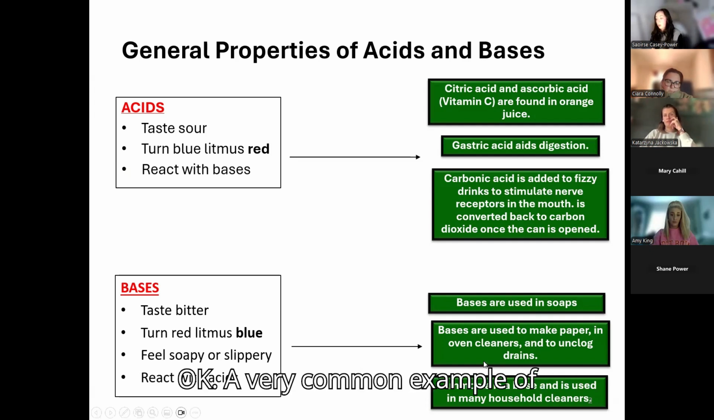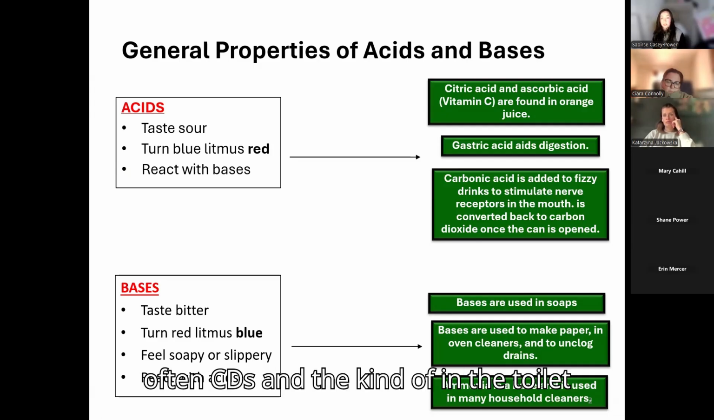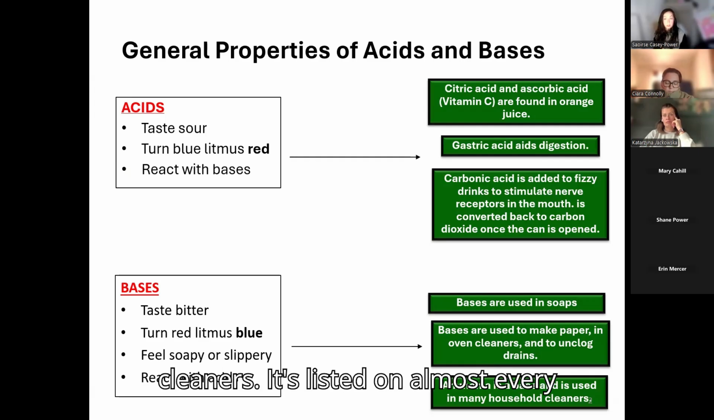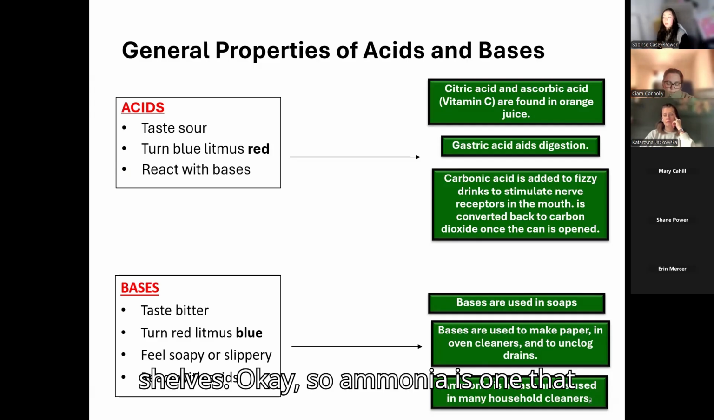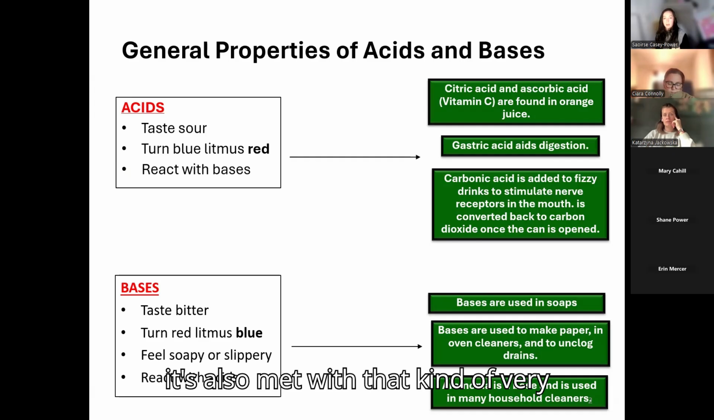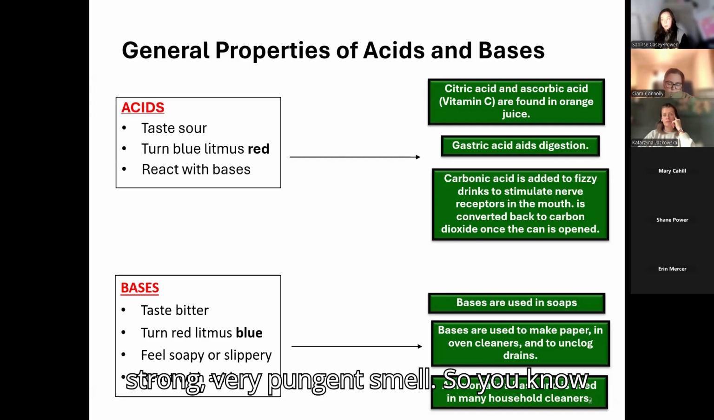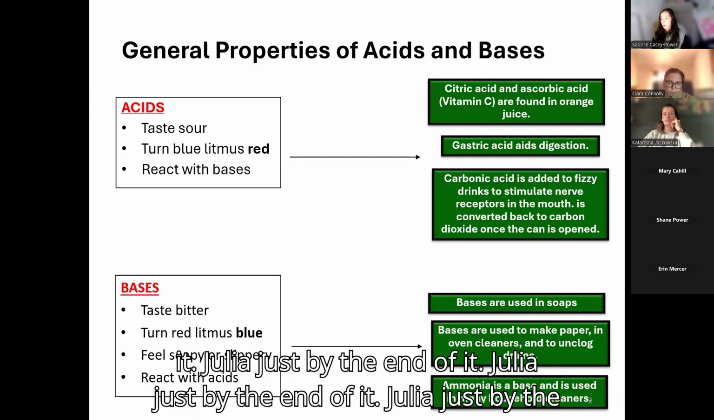Okay. A very common example of a base would be ammonia. So you'd often see this in toilet cleaners. It's listed on almost every toilet cleaner on the supermarket shelf. Ammonia is one that would be used most often in cleaners, and it's also met with that very strong, very pungent smell. So you'd know ammonia just by the scent of it.